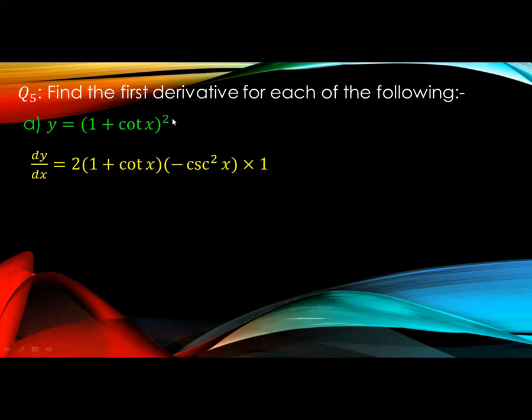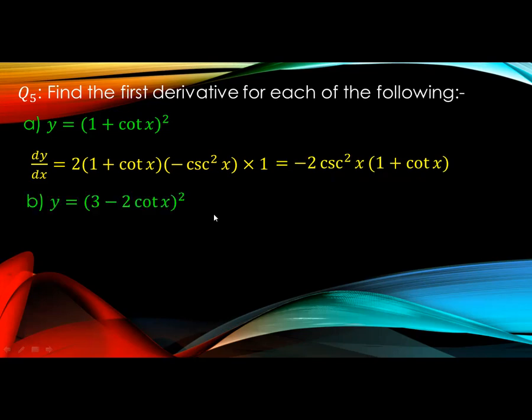we drop the power and subtract 1 from the power, times the derivative of the base, multiplied by the derivative of the angle. So the result will be 2 times (1 plus cotan x) times (negative cosec square x plus 1 times 1). We can simplify this result to be negative 2 cosec square x multiplied by (1 plus cotan x).